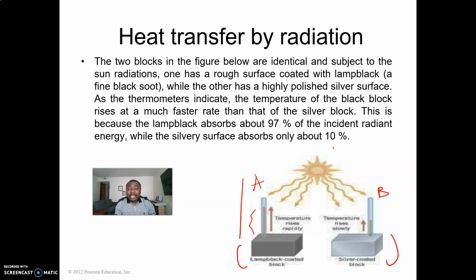As the thermometers indicate, the temperature of the black block rises at a much faster rate than that of the silver block. This is because the lamp black block absorbs about 90% of the incident radiation energy, while the silver surface absorbs only 10%. So A absorbs 90% and B absorbs just 10% of the total solar radiation that reaches its surface.